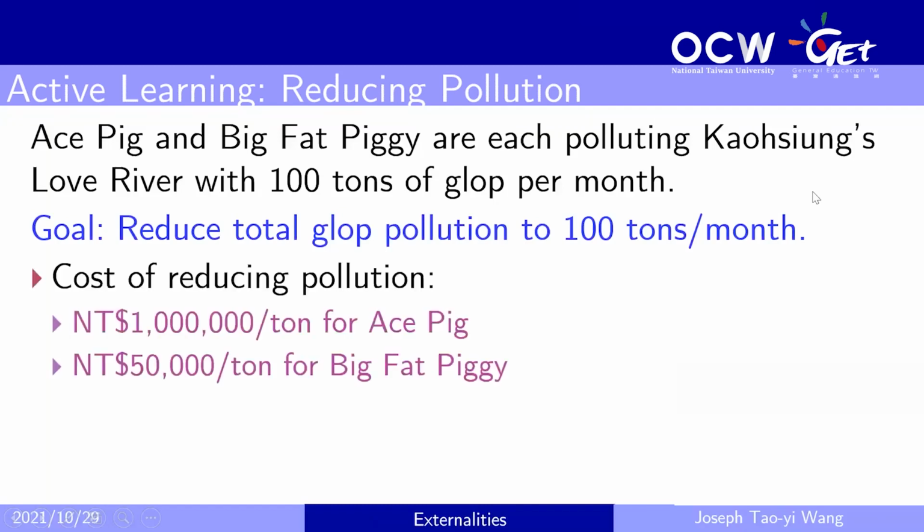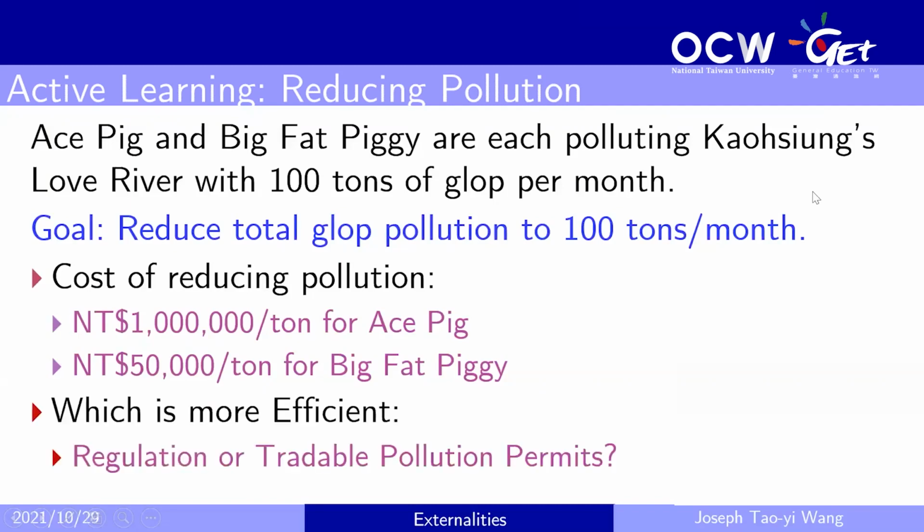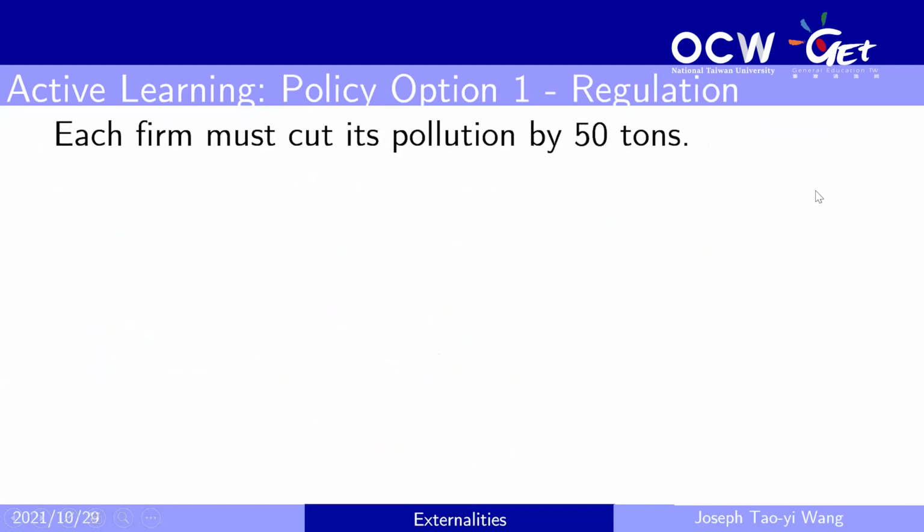Here's the cost of reducing the pollution. Ace Pig, it's 1 million NT dollars per ton. And for Big Fat Piggy, it's only 50,000 NT dollars per ton. So we have a high-cost firm and a low-cost firm. So which one is more efficient? Regulation or using a tradable pollution permit? Let's take a look.